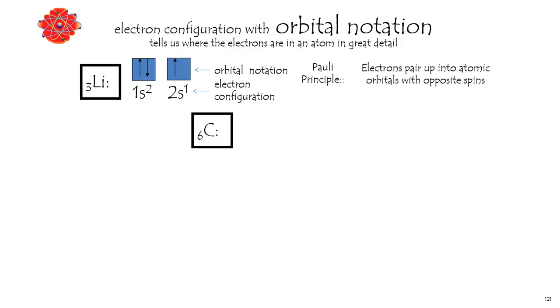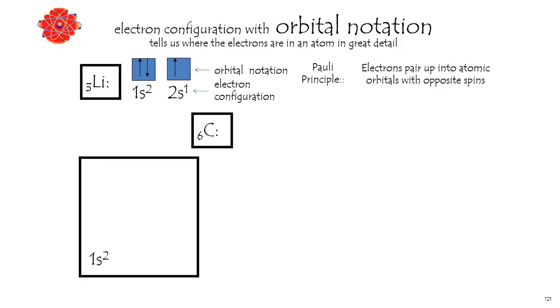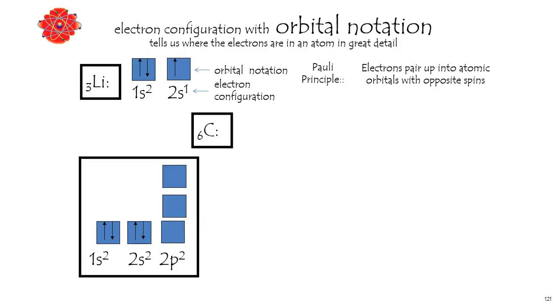Let's apply it to a larger system. How about a 6-electron system, like carbon? The electron configuration, as you probably know, is 1s2, 2s2, 2p2. Let's draw a box for each s orbital. Now for the p orbital group, it can hold a total of 6 electrons. So I encourage you, whenever you're drawing the orbital notation for the p orbital group, draw all 3.